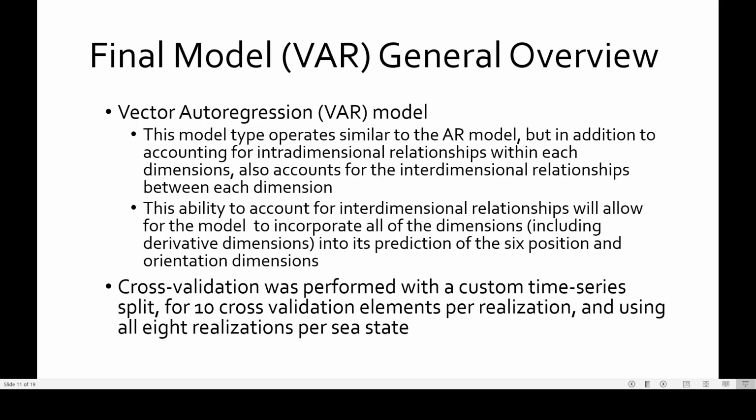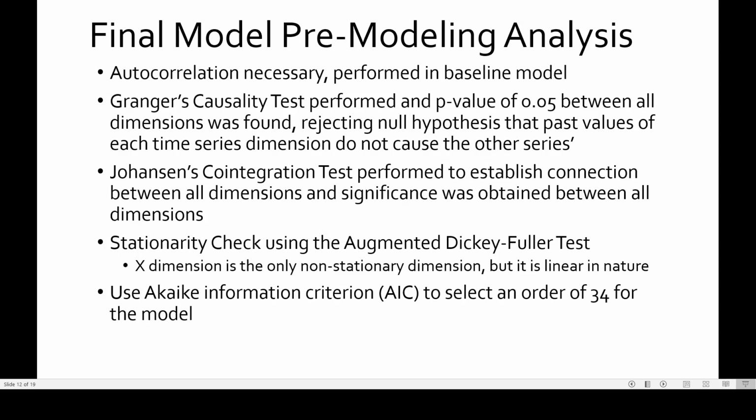autoregressive model. Cross-validation was similarly performed using a custom time series split with 10 cross-validation elements per realization, with 8 realizations per C-state. There was actually a lot more pre-modeling analysis required for the vector autoregression, including the autocorrelation test, which was already performed. Then I performed Granger's causality test and found a p-value of less than 0.05 between all dimensions, rejecting the null hypothesis that past values of each time series dimension do not cause the other series.